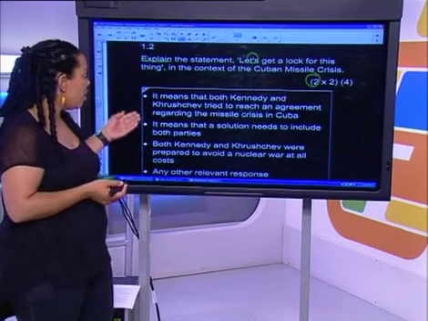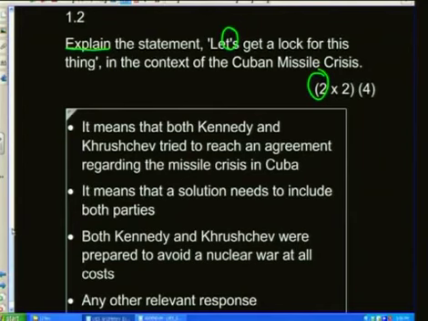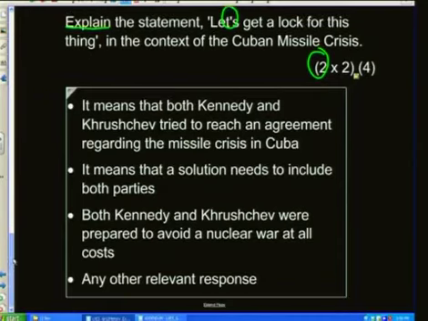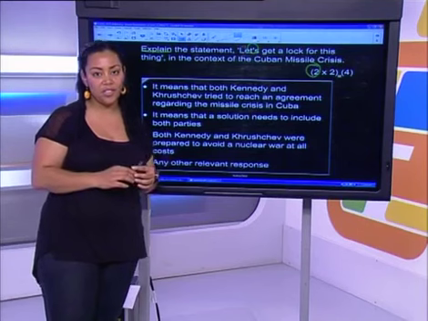So the first answer says that it means that both Kennedy and Khrushchev tried to reach an agreement regarding the Cuban Missile Crisis. Okay? It also means that a solution needs to include both parties. Okay? If we move on. Both Kennedy and Khrushchev were prepared to avoid a nuclear war at all costs. And then lastly, it says, once again, any other relevant response.